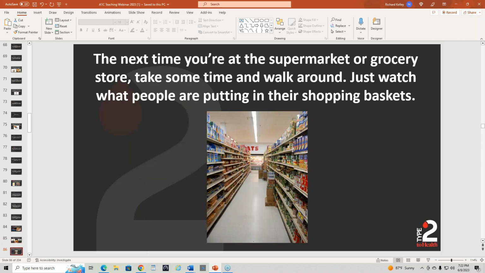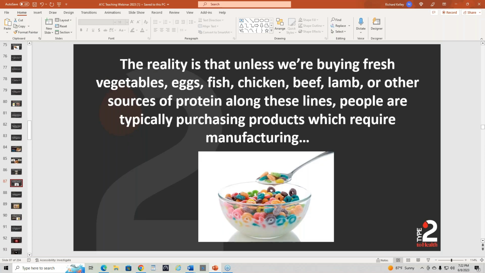So the next time that you're at the supermarket or grocery store, I know a lot of you have noticed this. I think it's really an important exercise to just take some time when you're not shopping and just walk around and watch what people are checking out with in their shopping baskets at the checkout counter. It's amazing how much food is just not real anymore.